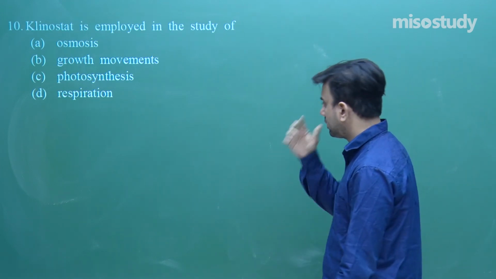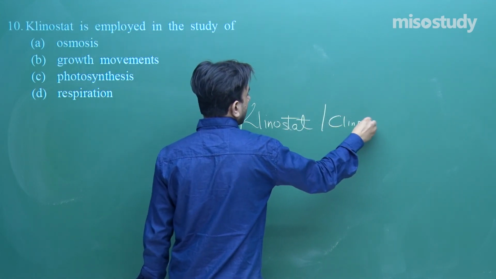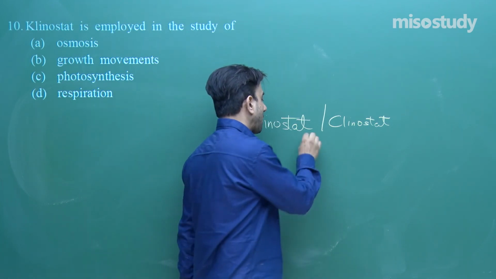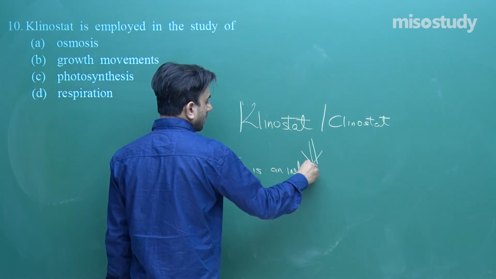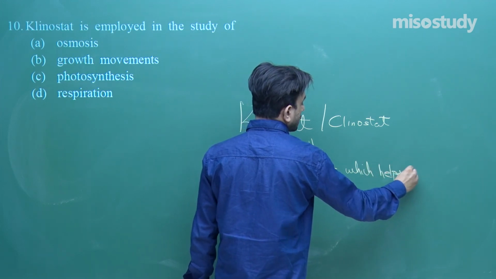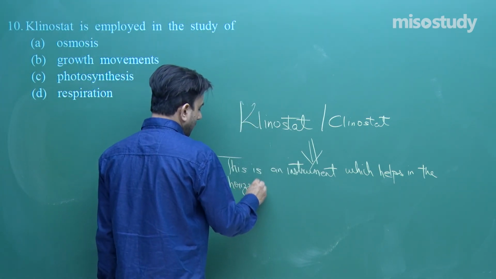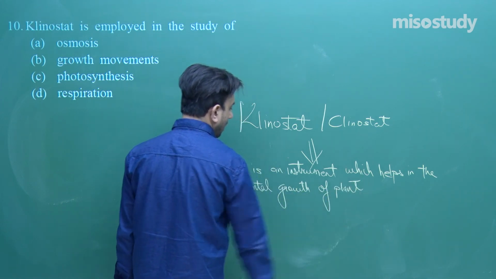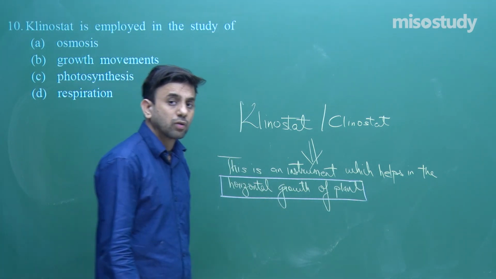Clinostat is employed in the study of, right. So the clinostat is an instrument which helps in the horizontal growth of the plant without being affected by gravity.